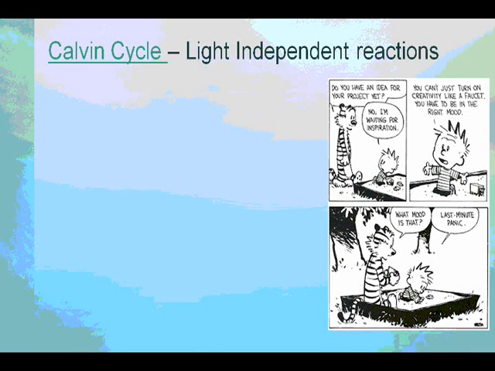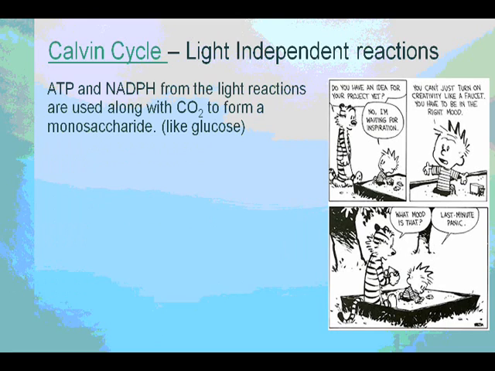The second stage of photosynthesis is the light-independent reactions. The Calvin cycle is another name for the light-independent reactions. ATP and NADPH from the light reactions are used along with carbon dioxide to form a monosaccharide, which is glucose. So the ATP is the energy, NADPH brings the hydrogen, and the carbon dioxide brings the carbon and the oxygen to form glucose. This takes place in the stroma.